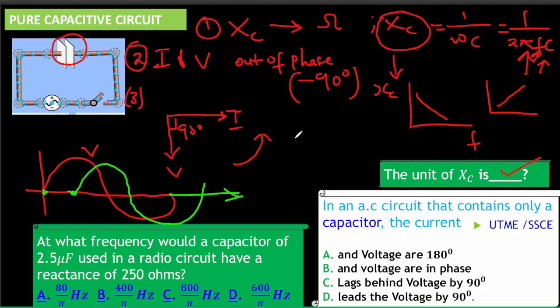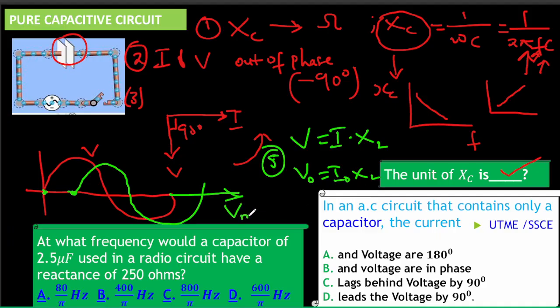Now, finally, Ohm's law still applies here. That's point number five. V is equal to I, but instead of R, the opposition it introduces is XC. So this is how you write it. Remember, if you're dealing with peak, be consistent: peak V equals peak I times XC. If it is RMS, then V RMS is equal to I RMS times XC. Is that okay? Now look at this question: in an AC circuit that contains only a capacitor, the current is what? Current leads voltage. So option D is the correct option.